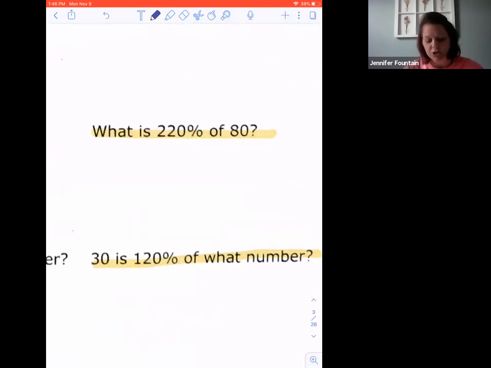What is 220% of 80? Actually, I want you to go ahead and work on this one on your own. What is 220% of 80? I'll give you a minute to work on it, and then we're going to look at it together.